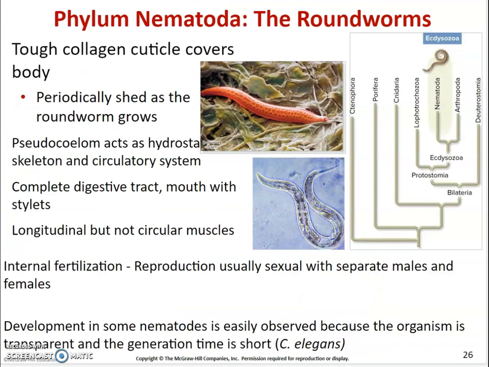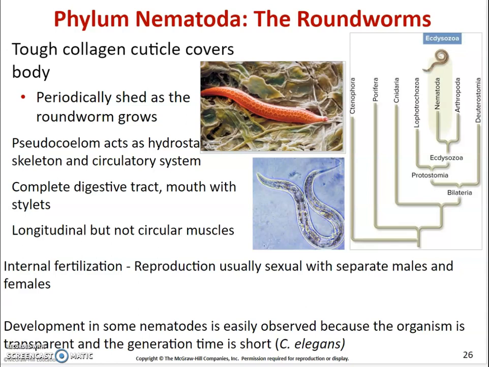So these roundworms, nematodes, are usually deleterious to humans. They periodically shed their skin or cuticle, which is kind of like a tough collagen. If you think about the collagen in your nose and in your ears, it's kind of that tougher material that makes them a little more protective.